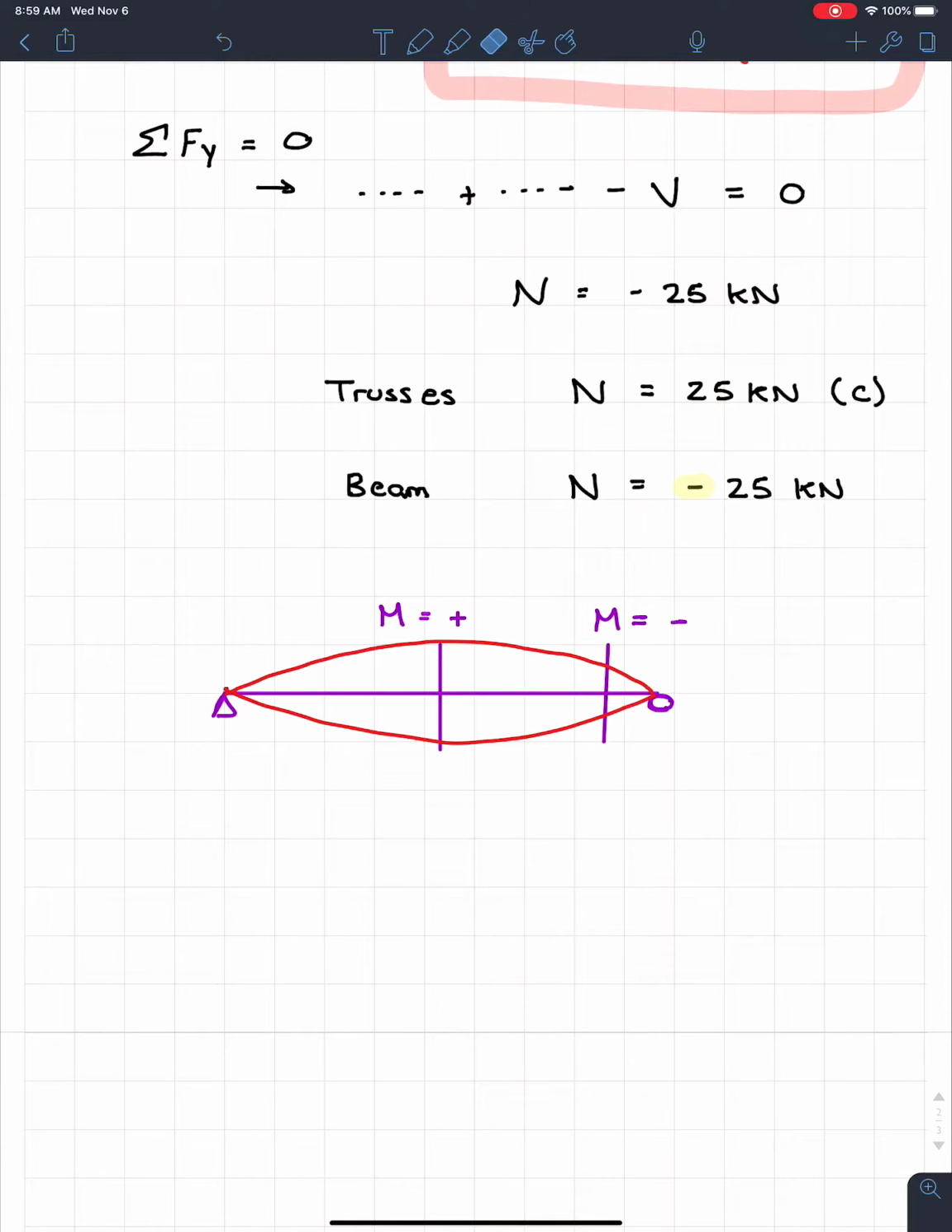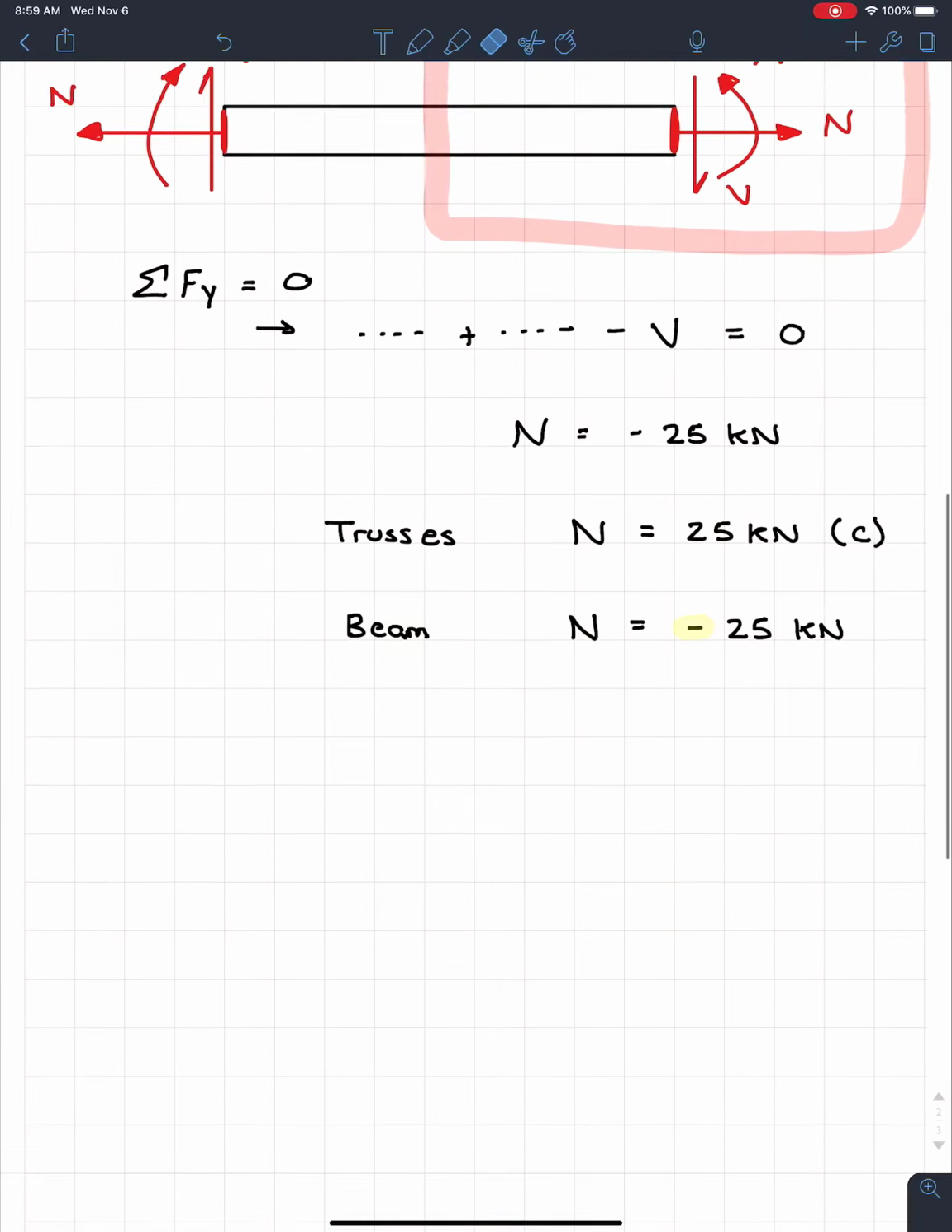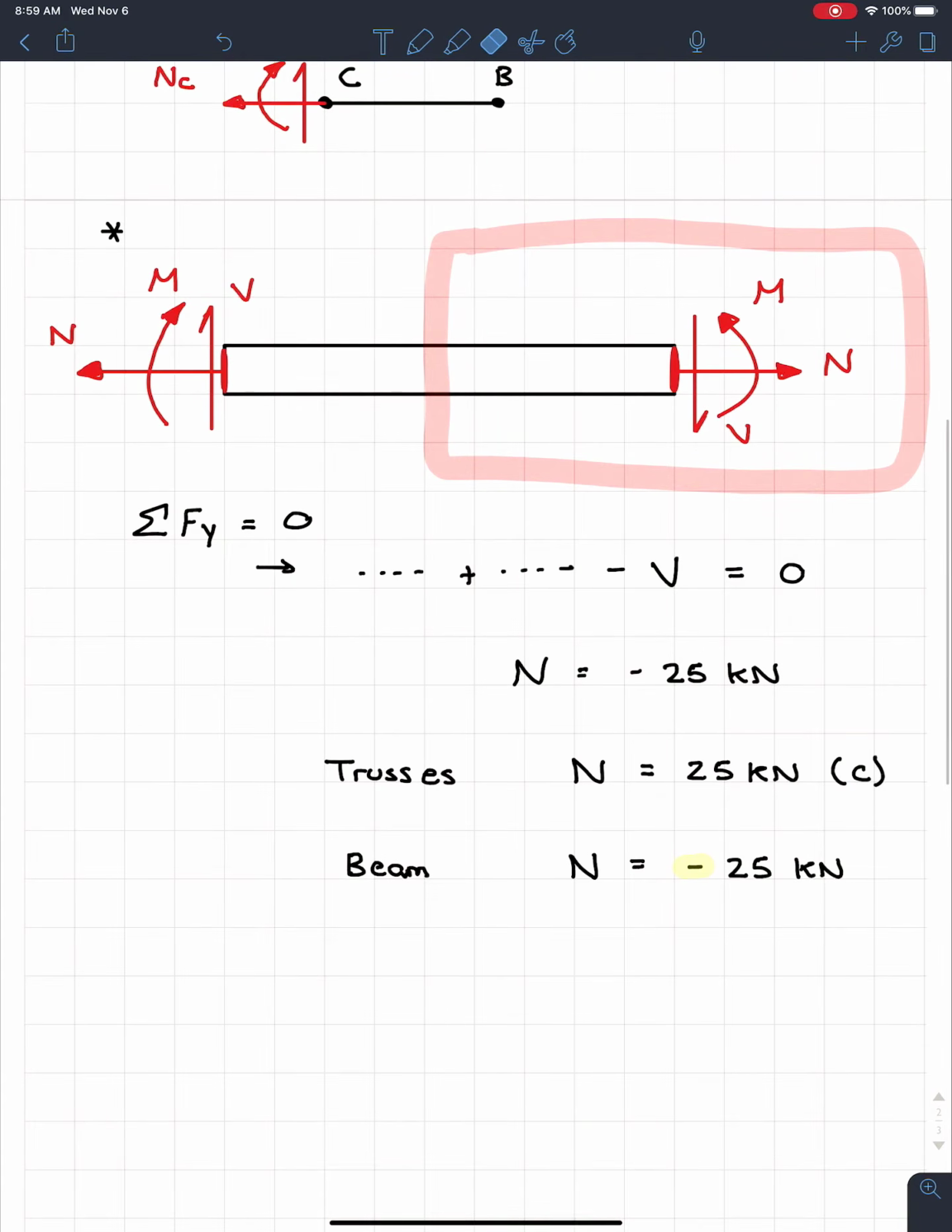So for us as designers, it's very important to know if the moment is positive or negative, which is why we have this very specific sign convention. It tells us exactly what we need to know for our design. And that's why we don't try and switch signs or anything. So if I get the moment is negative 10 kilonewtons, that's my answer, negative 10 kilonewtons. It's a moment, so it'd be kilonewton meters, but I don't try and change everything, which is what I'm trying to say.